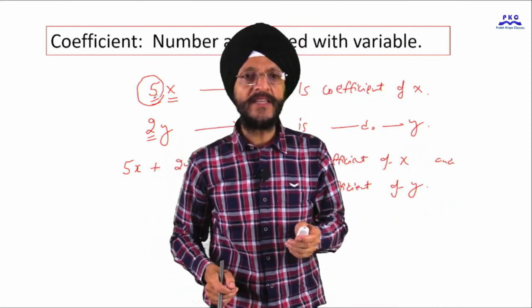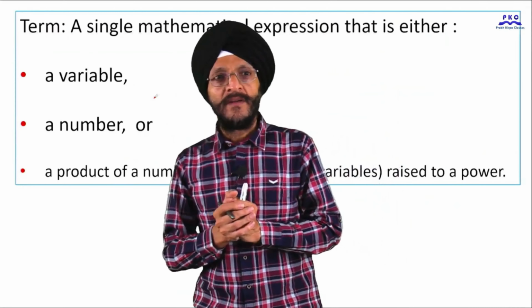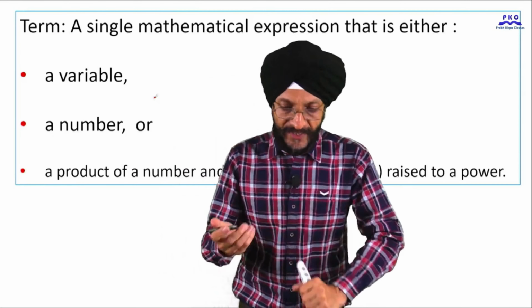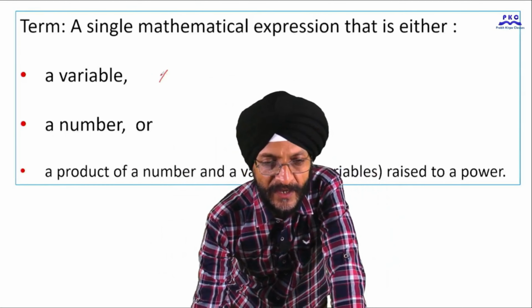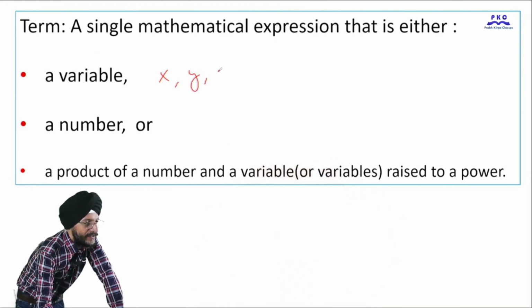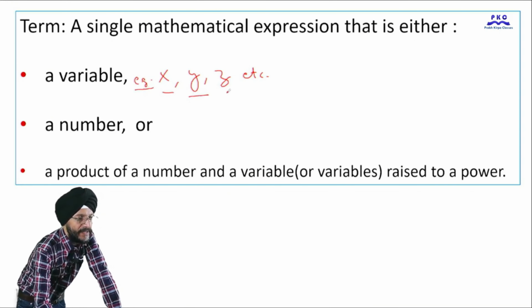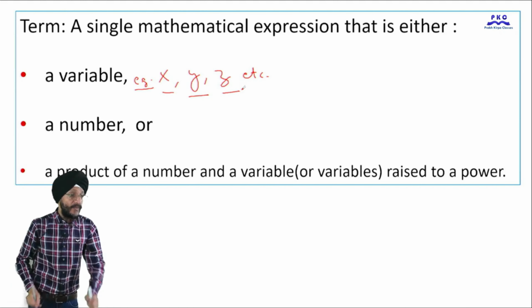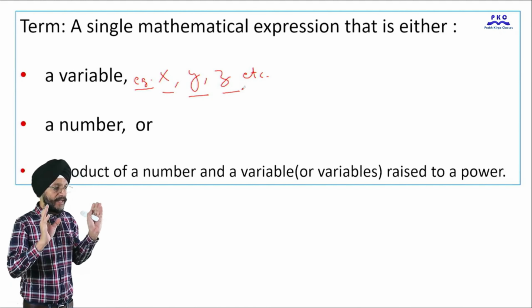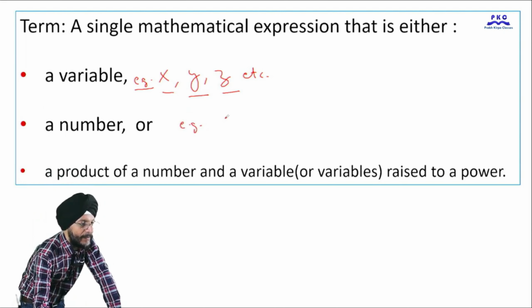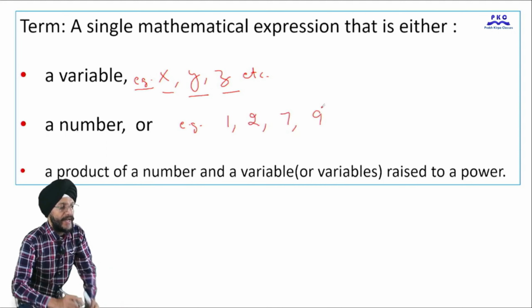Now we will understand the meaning of terms. A term is a single mathematical expression that is either a variable. Variable may be x, y, z, etc. This is an example. That is, the term may be simply x, simply y or simply z. Or the term may be a number. The number means it may be 1, it may be 2, it may be 7, it may be 9 or any other number.